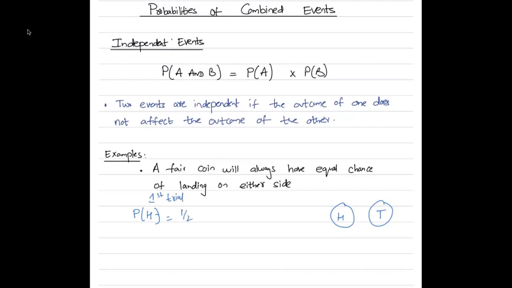is 1 upon 2. Now when you flip it again and you want a head, what is the probability of getting a head on the second trial? It's still 1 upon 2. It's not affected by whatever the outcome was on the first trial. So you're going to say that getting a head on the first trial and getting a head on the second trial are independent events. They are not dependent on each other. The probabilities are not going to be affected.